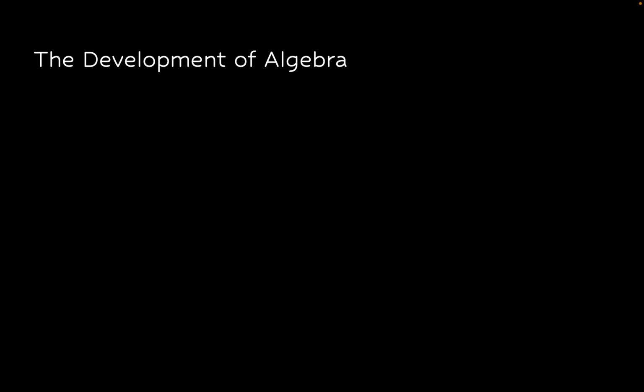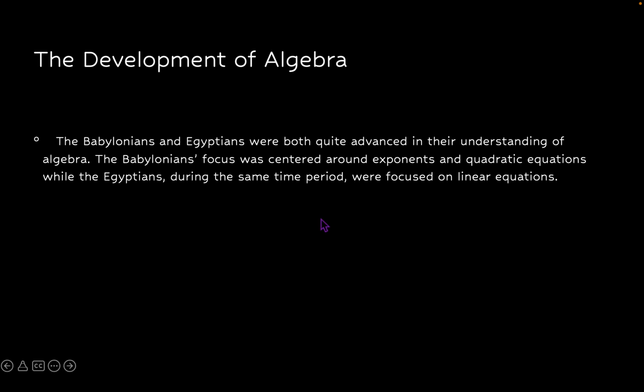The development of algebra. The Egyptians, like I said earlier, used algebra to build their pyramids. They focused on linear equations. But the Babylonians, during the same time period, were focused on exponents and quadratic equations, which are based off a little bit of linear equations.